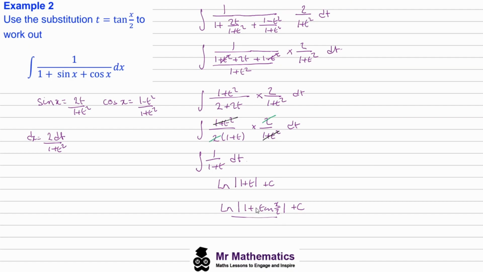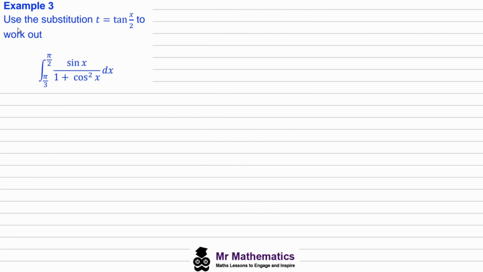So in example 3, we're going to look at using limits. For example 3, we've been asked to use the substitution again, that t is tan of x over 2, to work out this integral. There's a couple of things we need to do. We need to change our limits, so they're written in terms of t, not as they currently are in terms of x. We need to change the dx to a dt, and we need to write sine and cos squared using our t formulae.